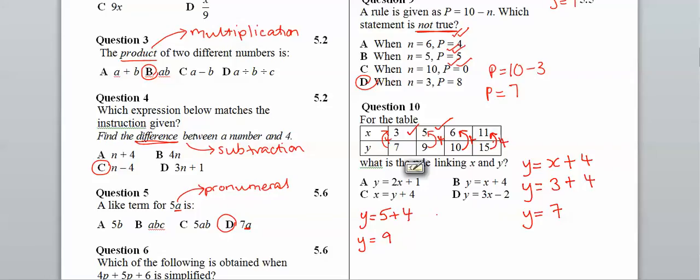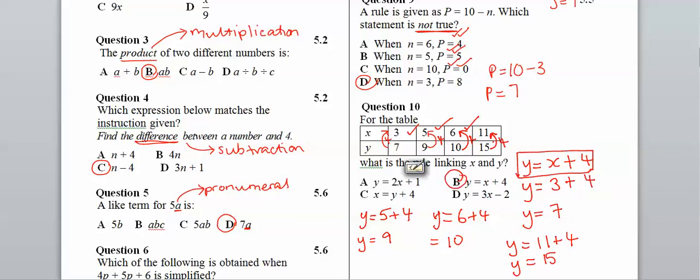Now our next one. When x equals 6, so y equals 6 plus 4, which equals 10. So it's working for that one. And our next one, y equals 11 plus 4, so y equals 15. So our answer here is y equals x plus 4, so that's B. Okay, to our next page.